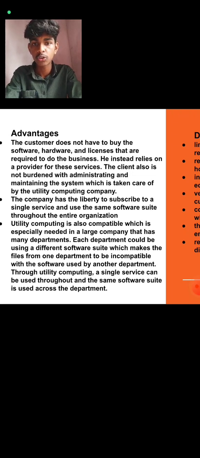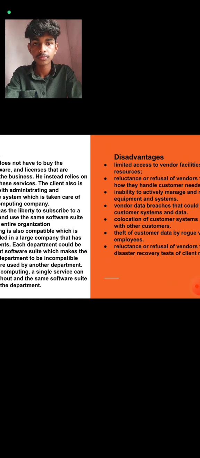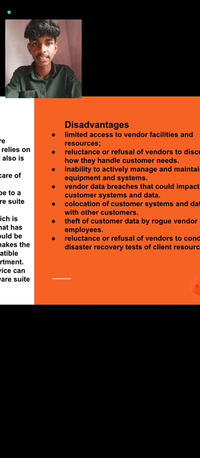Each department could be using a different software suite, which makes the files from one department incompatible with the software used by another department. Through utility computing, a single service can be used throughout and the same software suite is used across the departments. Now, the disadvantages.